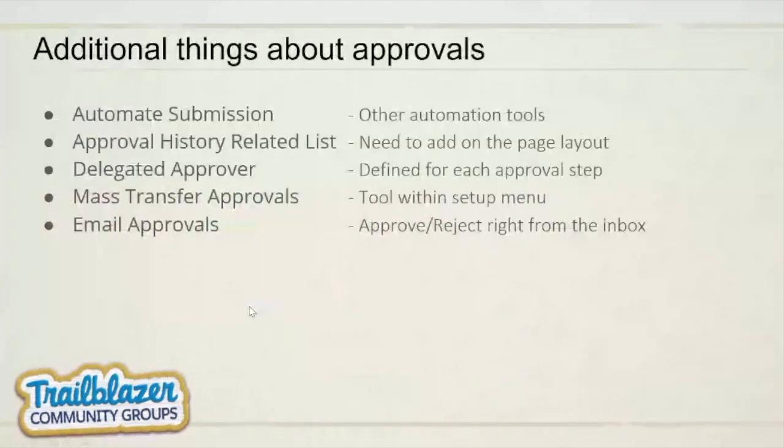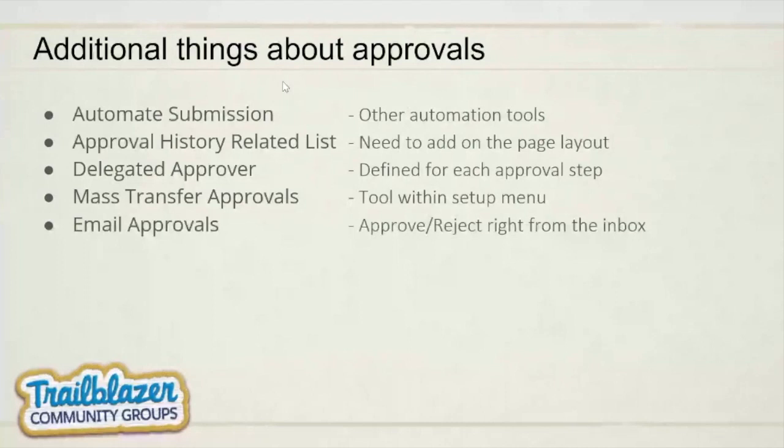Now we'll talk about the additional points which we have in the approvals. The first point: you can automate the submission. So you have various other automation tools which you can use to call the submit for approval action, and the approval process will get triggered. Then you have the approval history related list. So you don't need to build anything. You can just straight away go to the page layout and add this related list. So it will show the history.